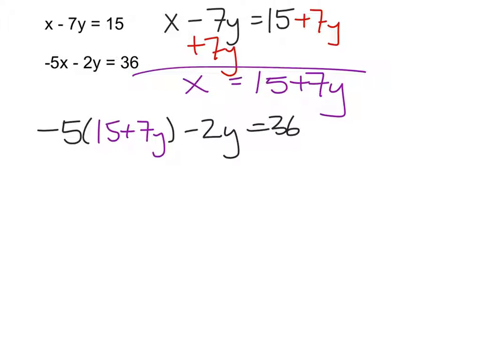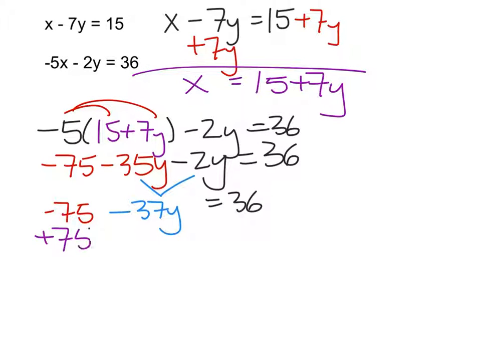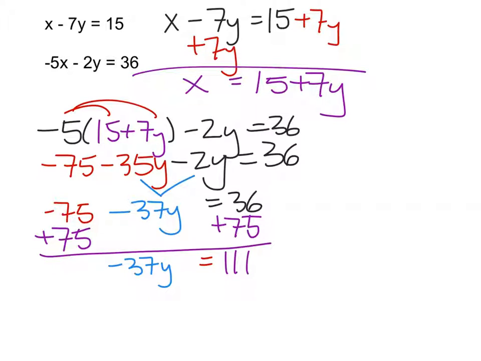All right, now that I have it this far, you can see we had negative 5x minus 2y equals 36. Next thing I'm going to want to do here is to distribute that negative 5, which gives me this new equation, negative 75 minus 35y minus 2y equals 36. And I'll combine the like terms there, so negative 35y and negative 2y. Now I'll go ahead and add 75 to both sides. So I have negative 37y equals 111.